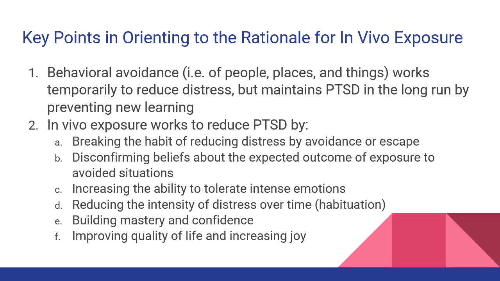So for orienting to in vivo exposure, there are two key points. One, behavioral avoidance of people, places, and things works temporarily to reduce distress, but maintains PTSD in the long run by preventing new learning. Second, in vivo exposure works to reduce PTSD by breaking the habits of reducing distress by avoidance or escape, disconfirming beliefs about the expected outcome of exposure to avoided situations, increasing the ability to tolerate intense emotions, reducing the intensity of distress over time, also known as habituation, building mastery and confidence, and improving quality of life and increasing joy.